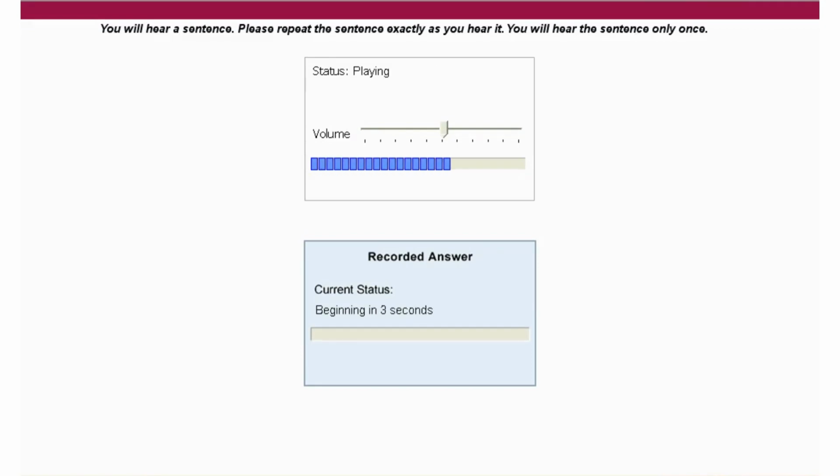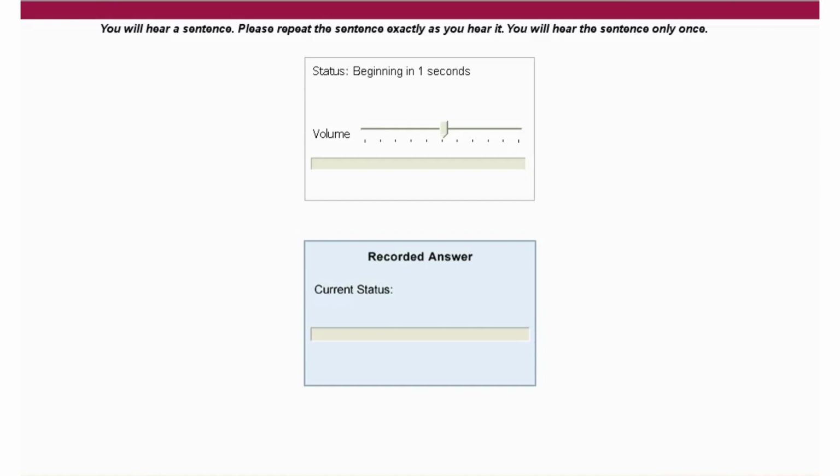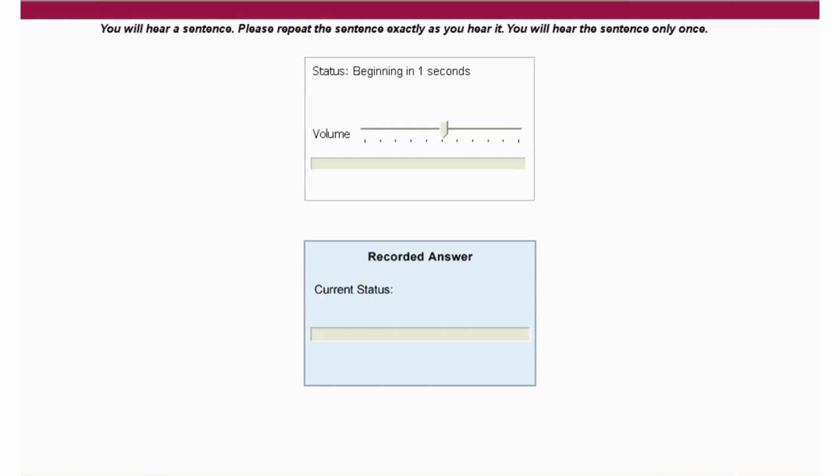The Amazon rainforest is the largest rainforest in the world and is home to many species of plants and animals. Yoga is a popular form of exercise that can help reduce stress and improve flexibility. The Taj Mahal is a famous mausoleum in India and is considered one of the world's greatest architectural wonders.